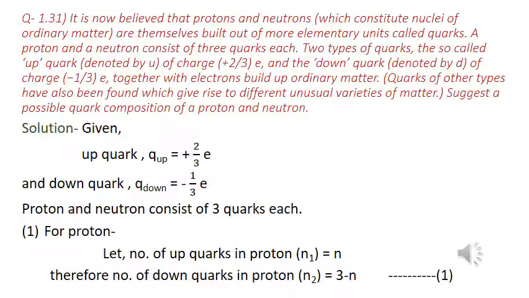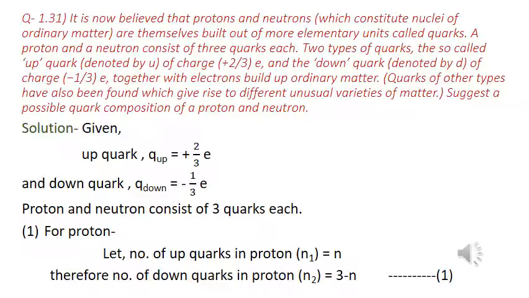Question number 1.31. It is now believed that protons and neutrons, which constitute nuclei of ordinary matter, are themselves built out of more elementary units called quarks. A proton and a neutron consist of 3 quarks each. Of two types of quarks, the so-called up quark denoted by U of charge plus 2 by 3e and the down quark denoted by D of charge minus 1 by 3e, together with electrons build up ordinary matter. Quarks of other types have also been found, which give rise to different unusual varieties of matter. Suggest a possible quark composition of a proton and a neutron.